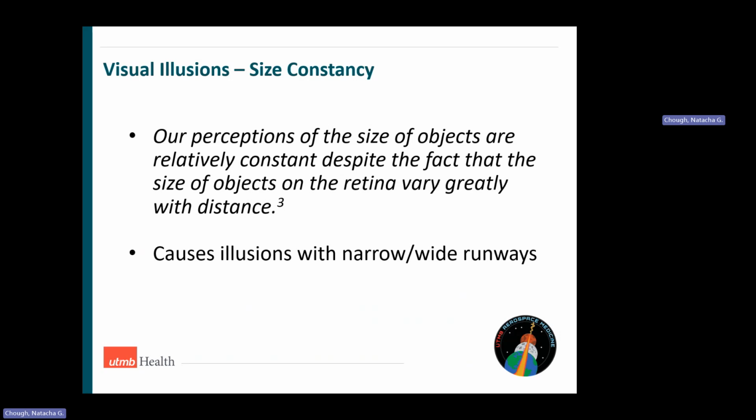We just introduced that there are 2 main systems for orientation, visual and vestibular. First, we're going to dive in a little deeper into visual illusions and the visual system, and then we'll transition to the vestibular illusions. First, I'd like to talk about something called size constancy, which has implications for illusions when landing on runways of different widths.